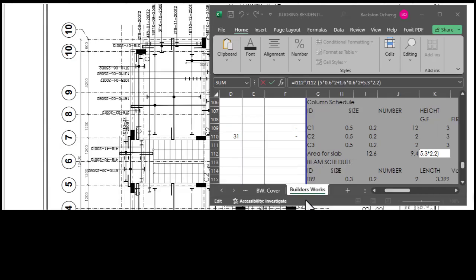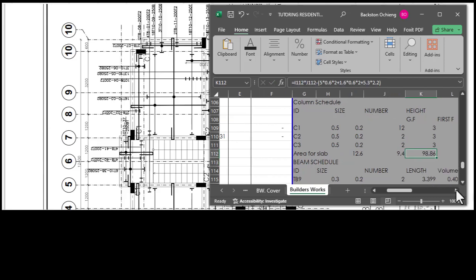Alright, so I believe all the adjustments are taken care of, the areas that need subtracted, and also the stairwell, so that we are able to find our net area in terms of the slab. So this gives us an area of 98.86 for one floor.